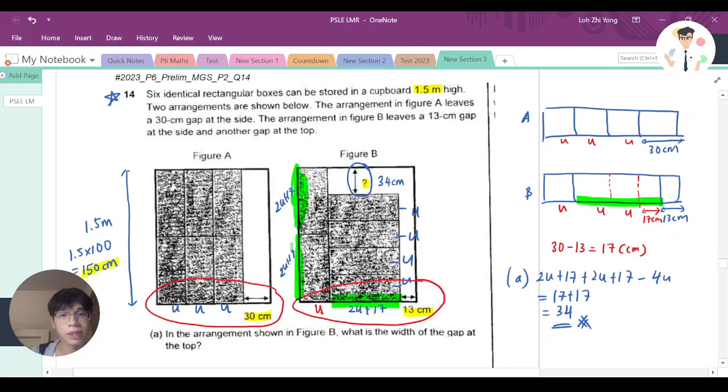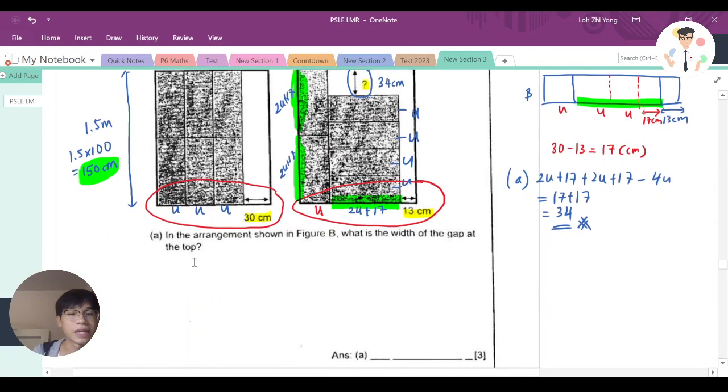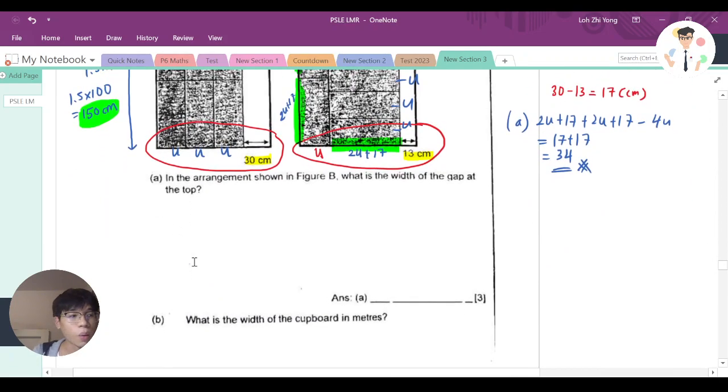Good. Now, interestingly, I know that this part, let me just use it. This part is 2 unit plus 17. This is 2 unit plus 17. And it's equivalent to what? 150 cm. So I actually can find out 1 unit is equal to what? But let's look at B first. What's B actually asking? What is the width of the cardboard in meter?